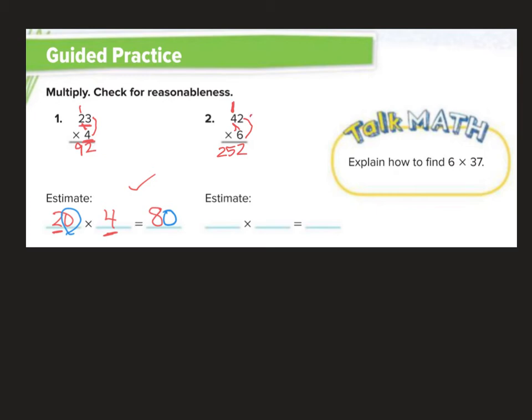If I were going to estimate, I'd say 42 is about 40 times 6. 4 times 6 is 24. And I wasn't multiplying it 4 times 6. I was multiplying it 40 times 6. So I would get 240. Is 240 close to 252? Yes. Check. We're good to go.